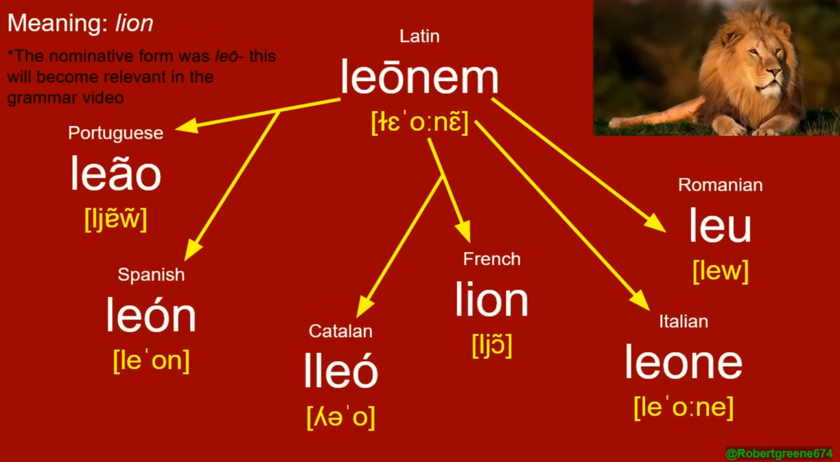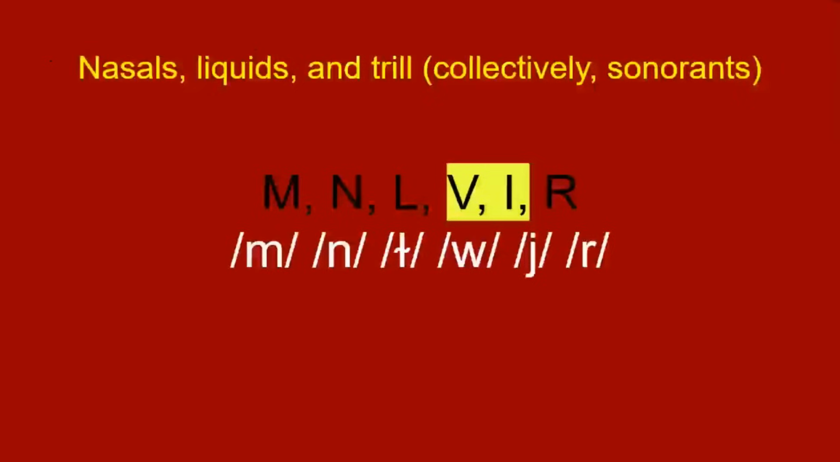For an example, at the end of a word, there was Latin accusative form leoning, which became French lion and Portuguese leão, but Spanish león and Italian leone. So to end the sonorants, we have w and ye, neither of which are really going to stick around.